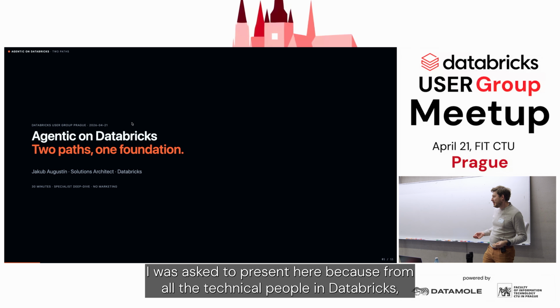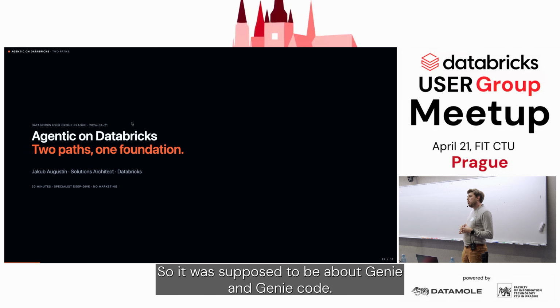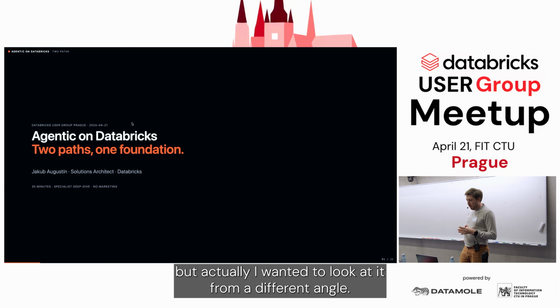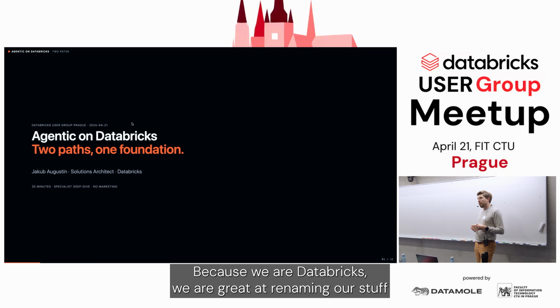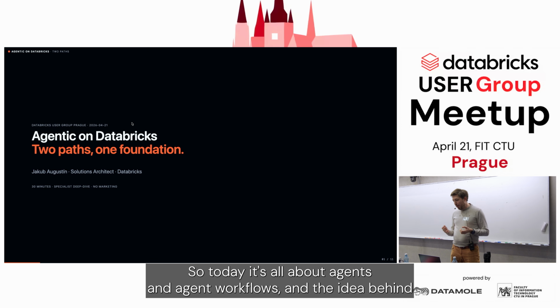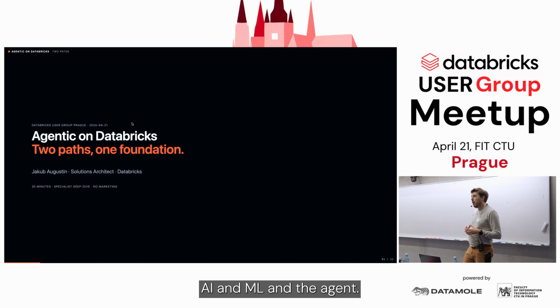I'm actually going a little bit away from the original title of the presentation. It was supposed to be about Genie and Genie code. This still will be the main content, but I wanted to look at this from a different angle because we're Databricks. We are great at renaming and rebranding our stuff, and we have a lot of products with similar names. Today it's all about agents and agentic workflows, and the idea behind Genie and Genie code is also to be able to democratize AI, ML and agents.